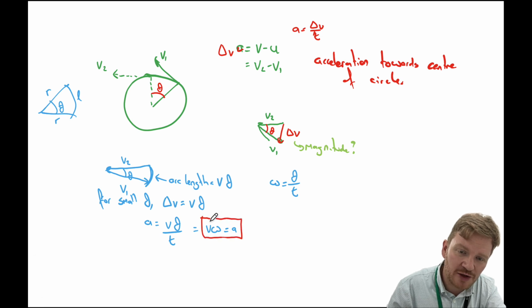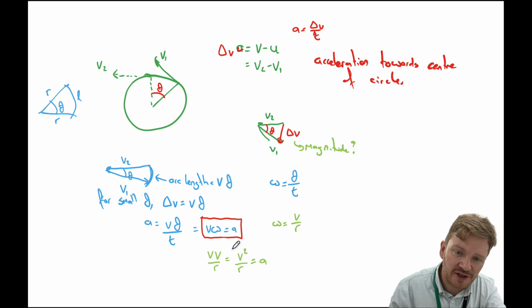You don't need to know how to derive it, but you do need to know that acceleration is v omega. Now, I've got some other equations that I know. I also know that angular velocity is v over r, something we derived last lesson. So I can replace this omega with v over r, so that would be v times v over r, so v squared over r is also equal to acceleration, and that is another key equation that you need to know.